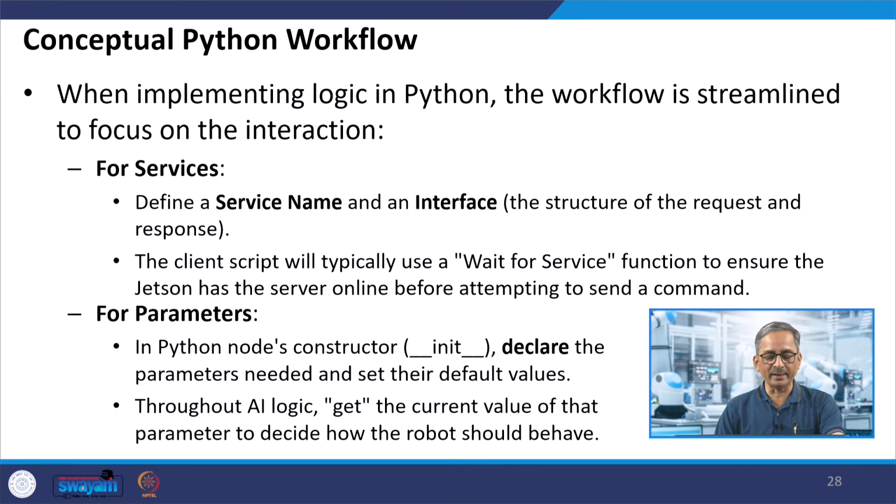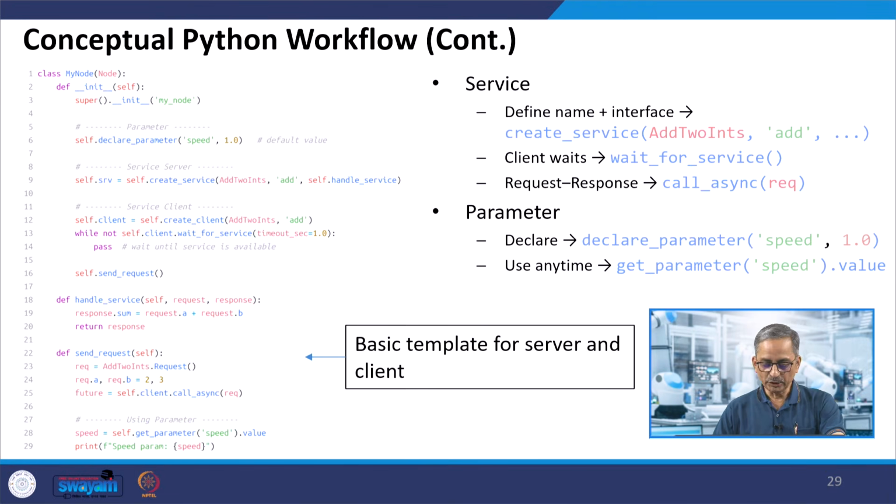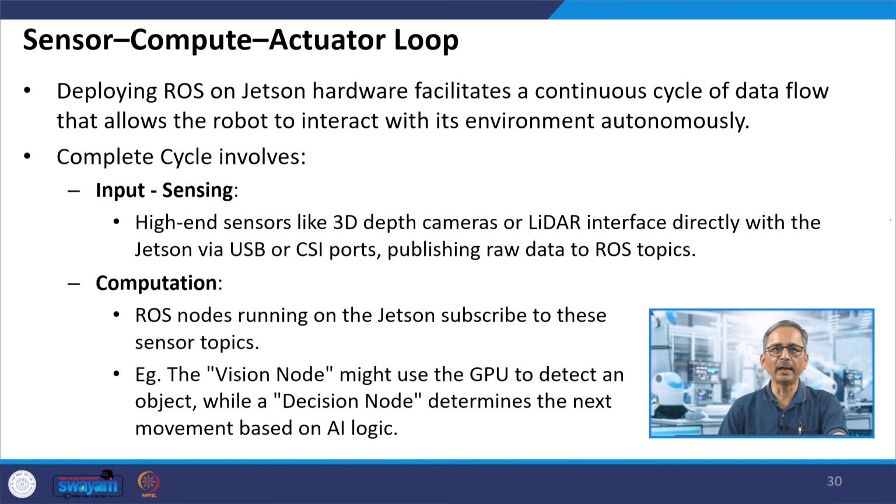When implementing logic in Python, the workflow is streamlined to focus on the interaction. For services we need to define service names and interface, and for parameters the Python node's constructor declares the parameters needed and sets their default values. So this is the basic template for the server and the client. Here we have create client, create service, so this service server, service client and so on. In the service we can define name and interface, and in parameter we can declare the parameter, say for the speed as 1, like that.